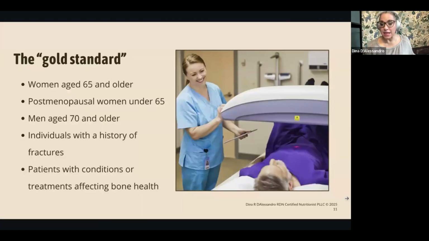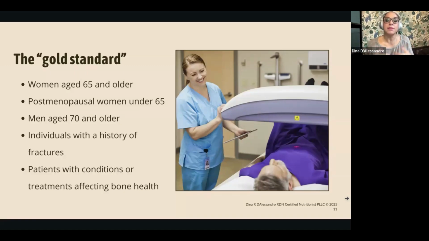So the DEXA scan is actually one I want to talk a little bit more about. Some facilities like a healthcare center or a clinic might have a DEXA scan. Some hospital settings probably do. Diagnostic centers like radiology centers probably offer DEXA scans as well. A DEXA scan is known as the gold standard.